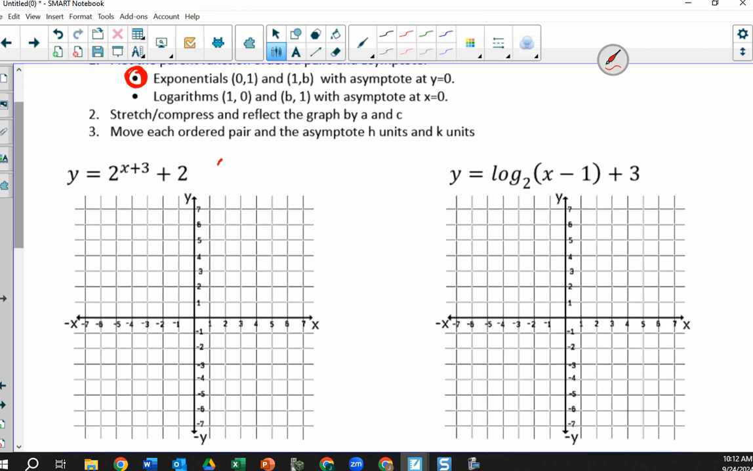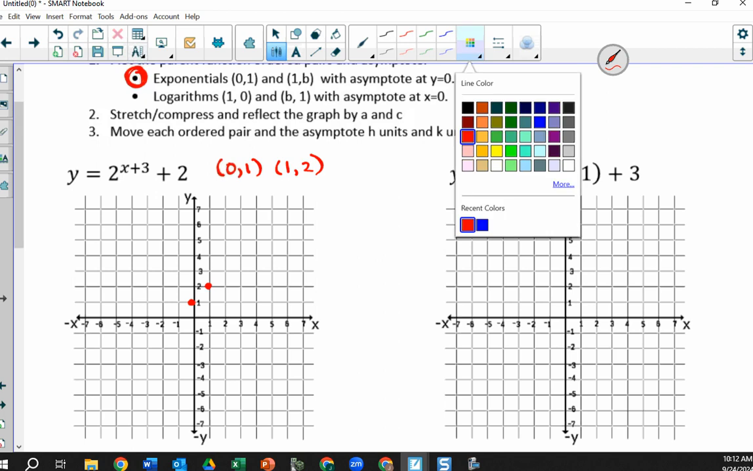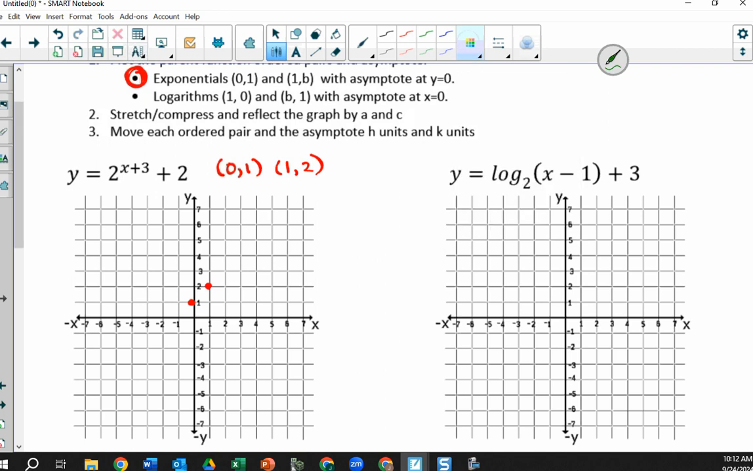Yeah. So I'm going to plot the points (0, 1) and (1, 2). If you guys have multicolored pens or pencils, now would be a great time to use those. I do have extra colored pencils up here if anybody needs them. But I'm going to plot those 2 points in red. Those are my parent graph points. Then we've got to figure out where we are shifting this graph.